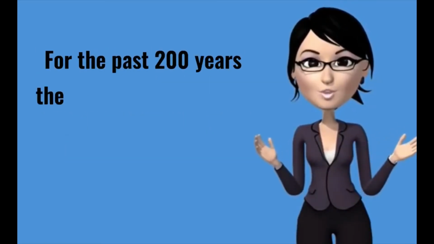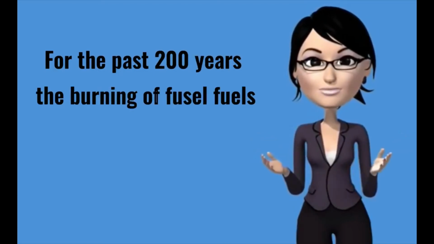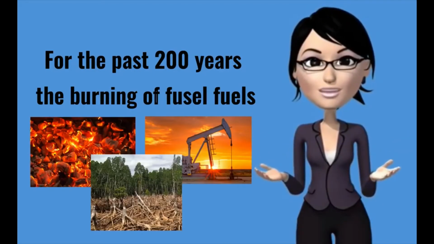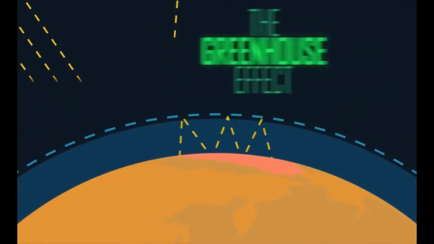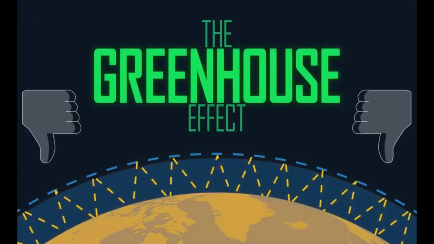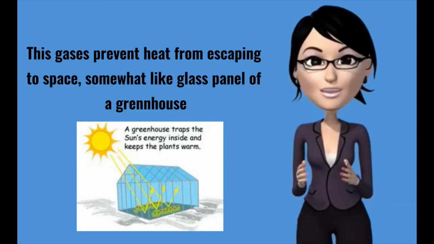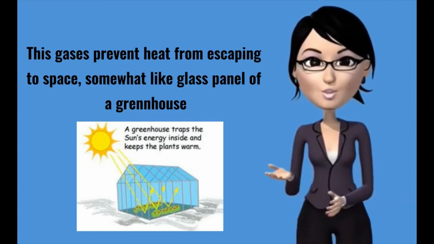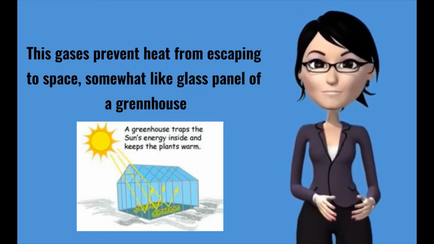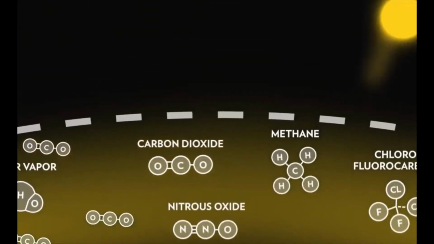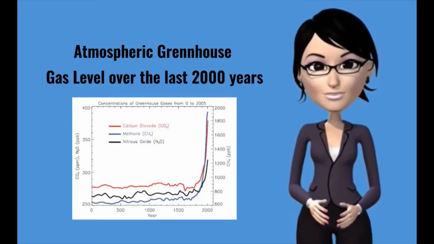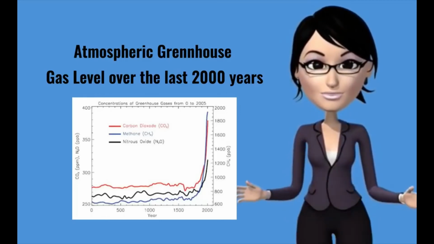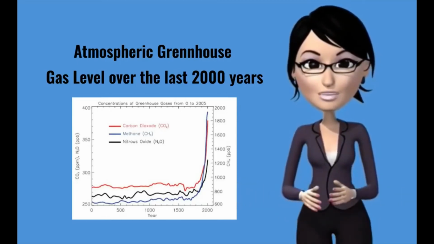For the past 200 years, the burning of fossil fuels such as coal and oil and deforestation has caused the concentration of heat-trapping greenhouse gases to increase significantly in our atmosphere. These gases prevent heat from escaping to space, somewhat like glass panels on a greenhouse. The increased emissions of greenhouse gases mean that current levels of gases far exceed their natural ranges. The figures below show the level of certain greenhouse gases in the atmosphere over the last 200 years.